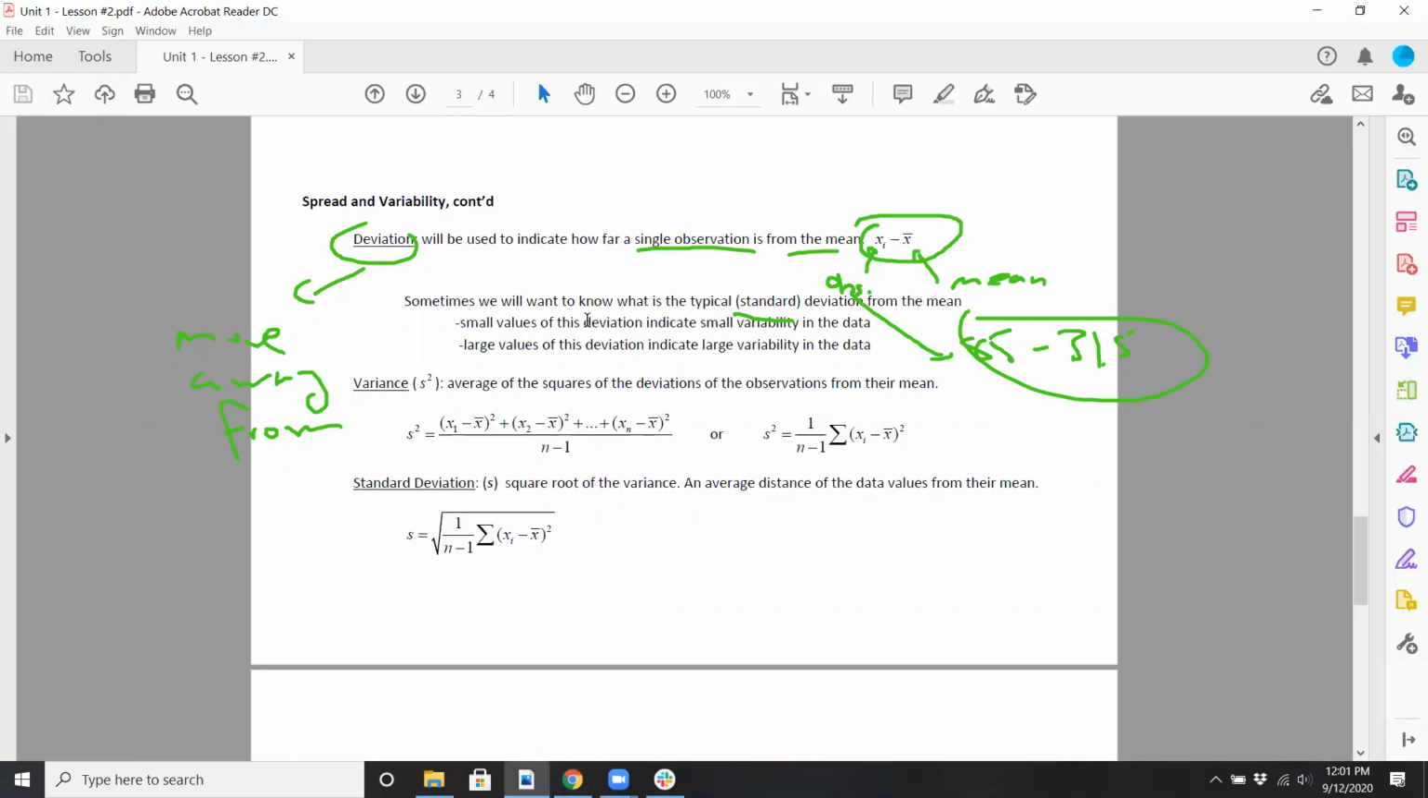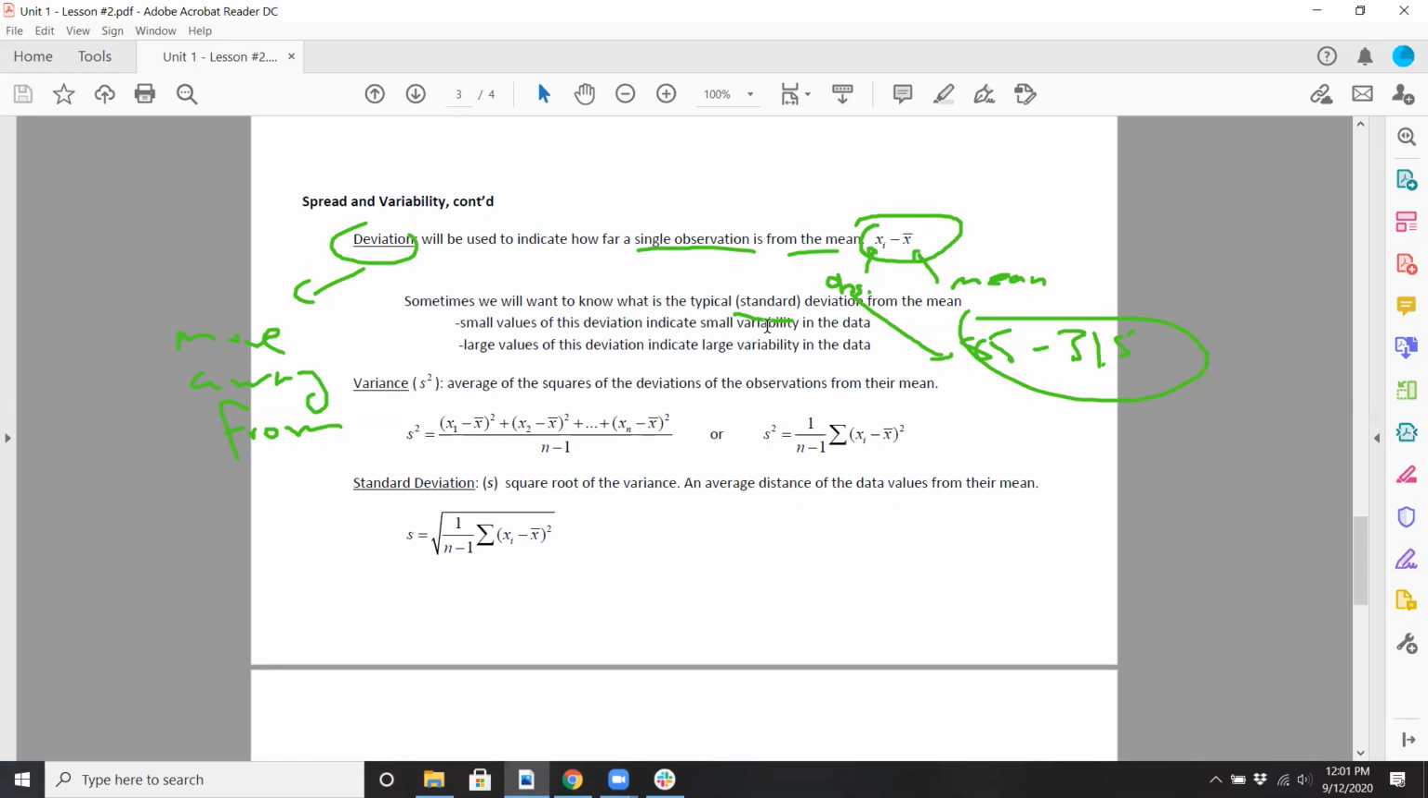Small values indicate small variability. So if you have a small standard deviation, that means that a lot of the numbers are bunched up, and so you don't have as much change. Whereas if you have a wide range of numbers, where some numbers are really high and some numbers are really low, we call that a large standard deviation.